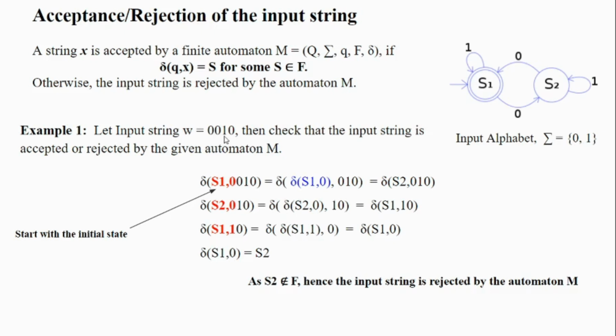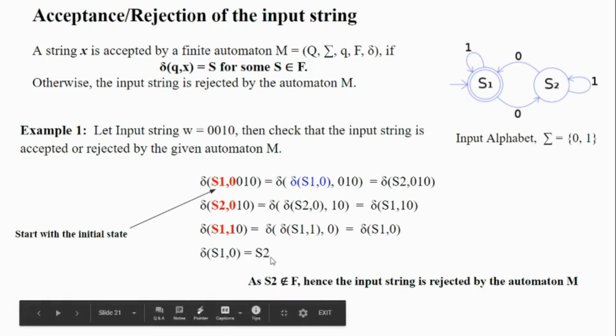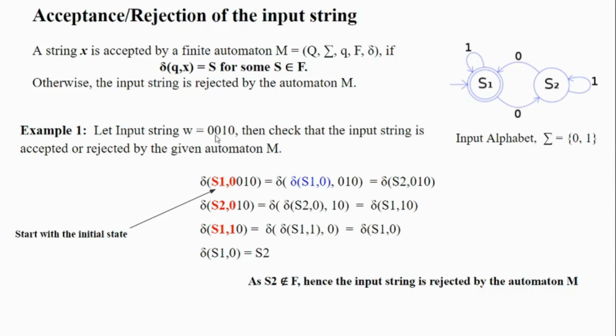This was the input string given. In the previous lecture we have seen this example. After processing this string character by character, what is the outcome? S2 as a state. It implies that when this string is processed by the automaton, the automaton will be in the S2 state. Now you have to check whether S2 is a final state or not. If S2 is a final state, then the input string will be accepted by it, otherwise it is rejected.